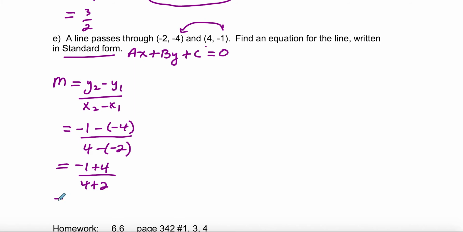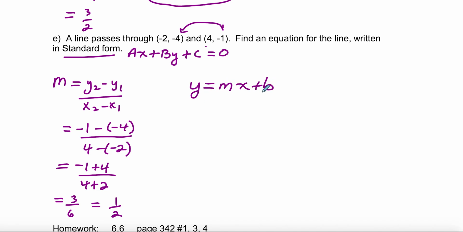So what would we get? We'd get 3 over 6. And that's the same thing as 1 over 2. I like 1 over 2 a little better because it's just in lowest terms and the numbers are a little smaller. So I'm going to go ahead and just start my equation for my line.